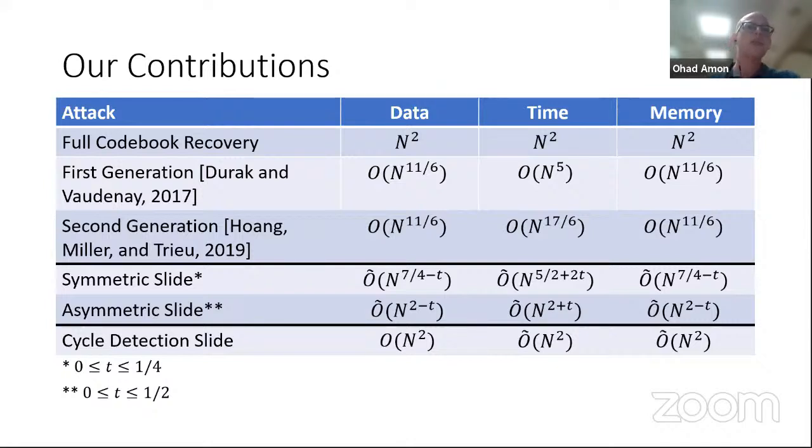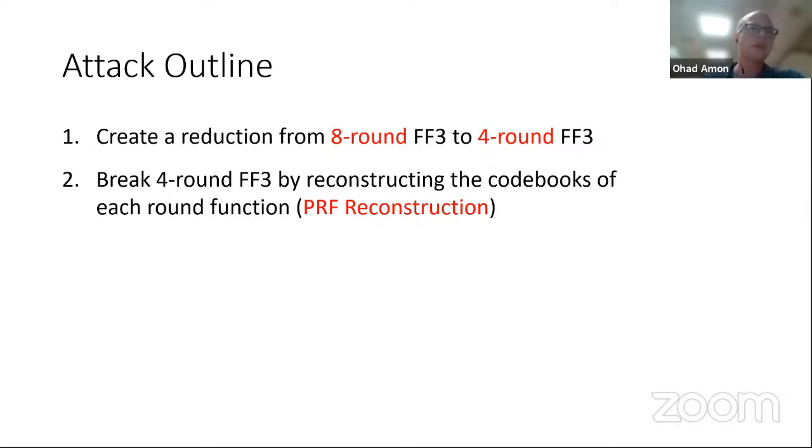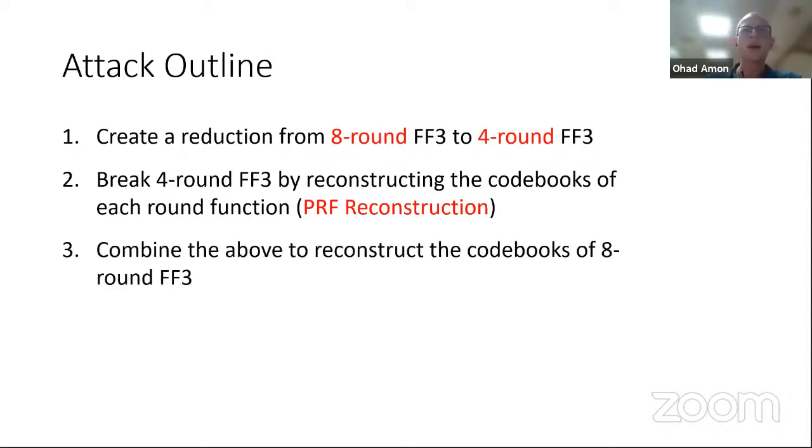All of our 3 attacks follow the same similar attack outline. First, we create a reduction from 8-round FF3 to 4-round FF3 using a slide attack. Second, we break 4-round FF3 by reconstructing the codebooks of each of the individual round functions using a subroutine known as PRF reconstruction, which is based on a similar subroutine presented by Huang et al. And then we can combine the above 2 in order to reconstruct the full FF3, which is 8 rounds.